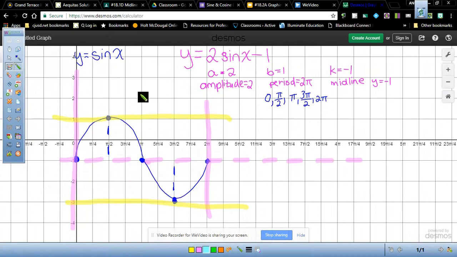So if I go right in the middle of my period, okay, I'm at pi. If I go in the middle of those sets, that creates my next key angle. If I go in the middle of these two, that creates my next key angle. So I get 1, 2, 3, 4 sections. So all these key angles are always going to happen 1/4 of my period.